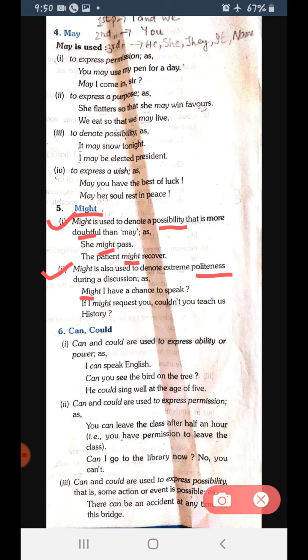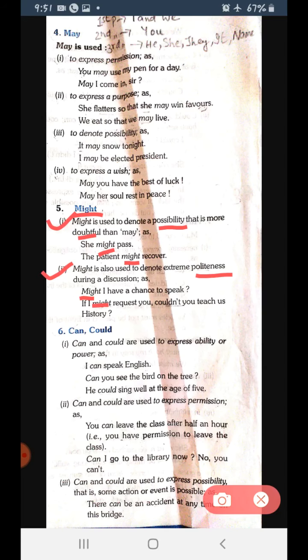Example number 2, if I might request you, couldn't you teach us history? Here might shows extreme politeness. That means I am requesting you, so will you please teach us history? Fine. So these were the uses of might.